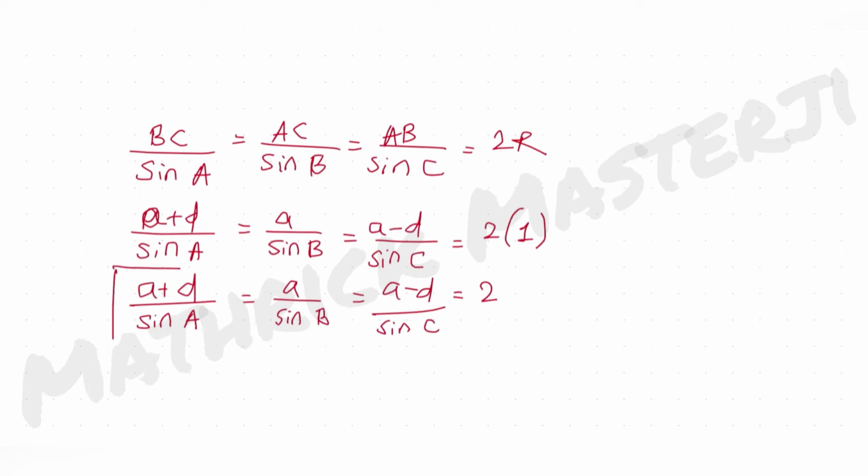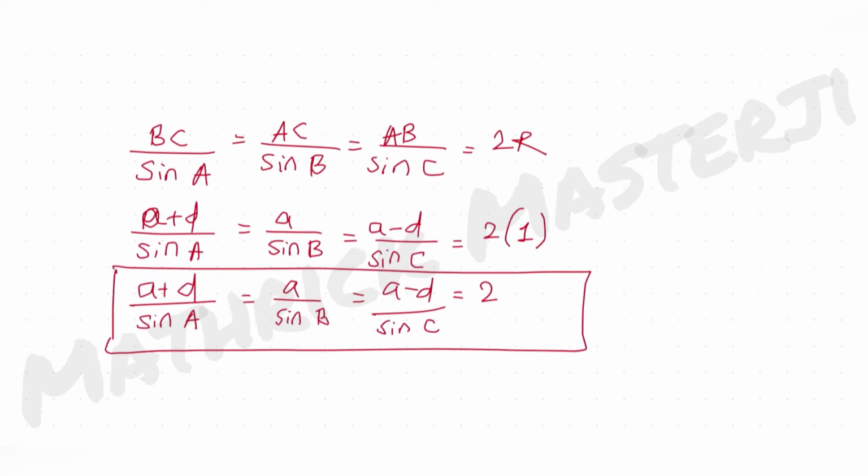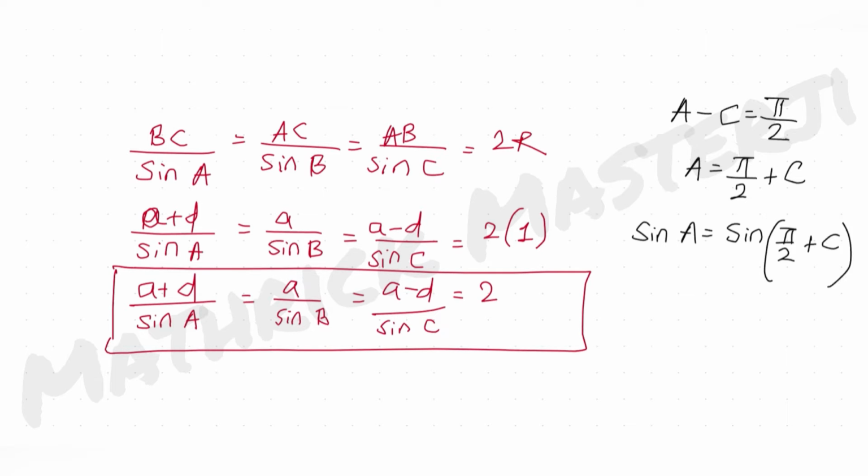Now once I have this sine rule with me, the question also tells me that the difference between the largest and the smallest angle is equal to pi over 2. So from here I get A is nothing but pi over 2 plus C. So if I take sine of both the angles, I get sine of A equals sine of 90 plus C.